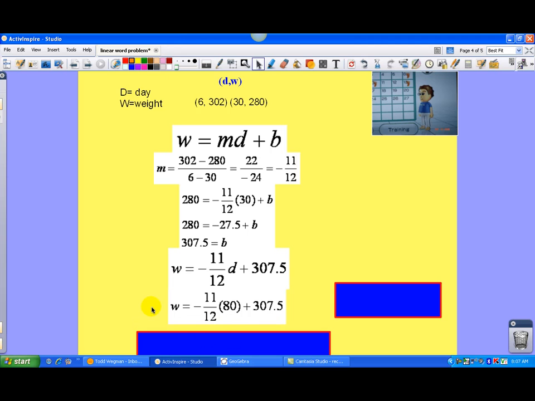So that's, again, a word problem, an application. In the past, they had practice on being able to just write an equation given just two regular points.